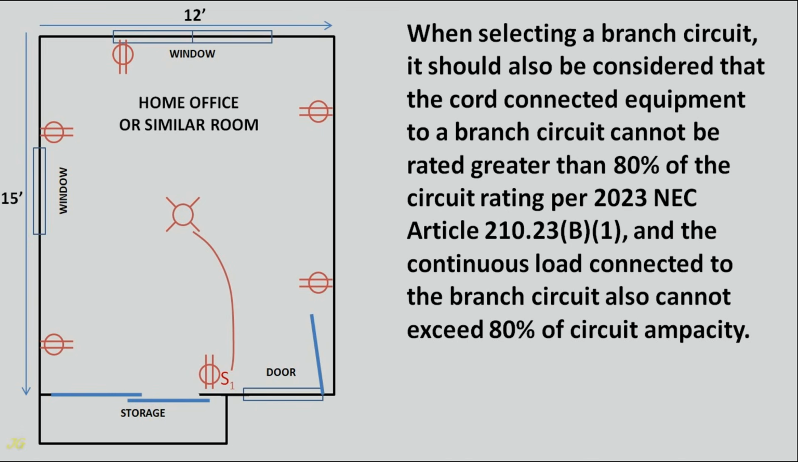When selecting a branch circuit, it should also be considered that the cord-connected equipment to a branch circuit cannot be rated greater than 80% of the circuit rating per 2023 NEC Article 210.23(B)(1). And the continuous load connected to the branch circuit also cannot exceed 80% of circuit ampacity.